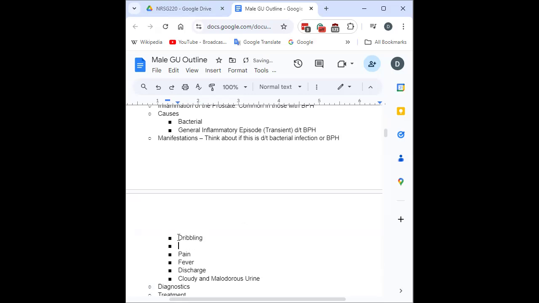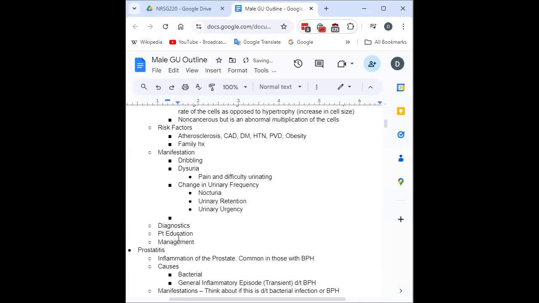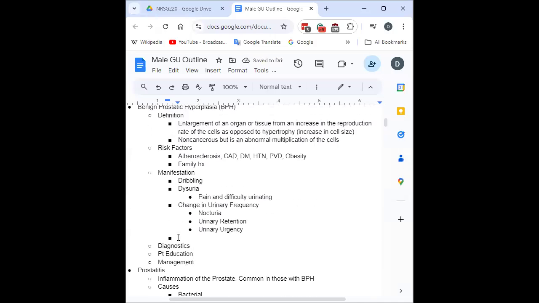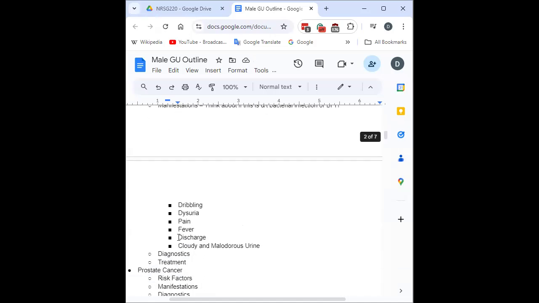Yeah, but this can also have some of the same symptoms. The main thing I think that really separates your infection or your prostatitis versus purely BPH would probably be these three right here.